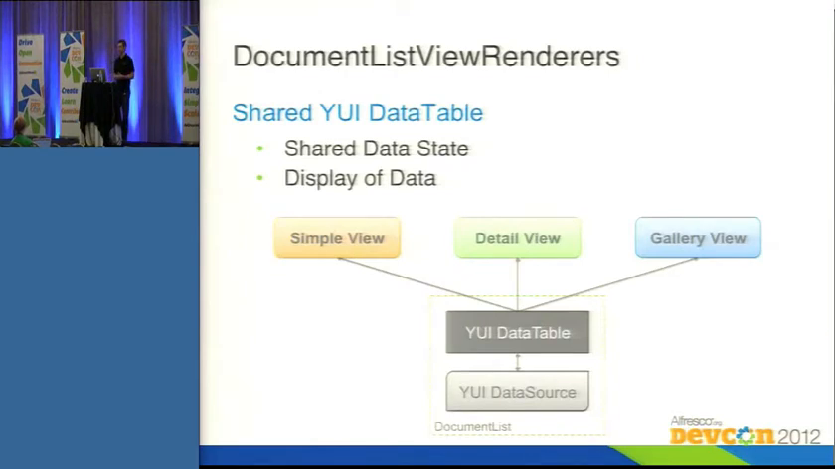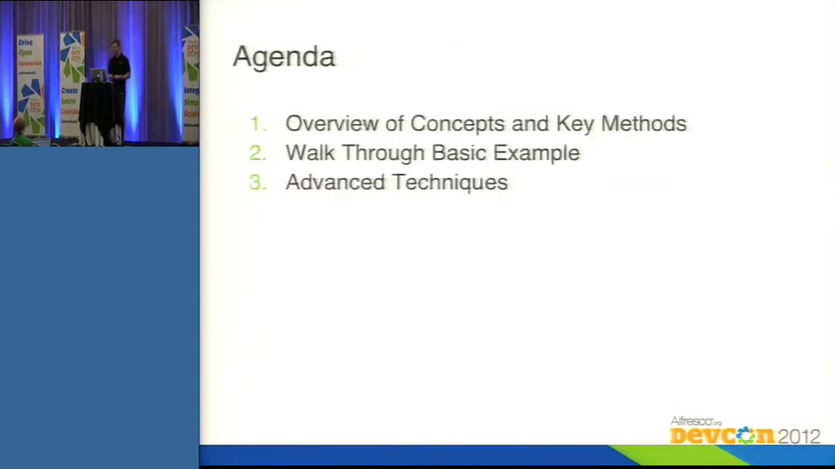So that whole sharing of state, of views, of those metadata template renderings is all done through these document list view renderers, which share a common YUI data table, which allows them to share the state of that data, things like the pagination, the content set that's being viewed, and the sort ordering. And then they've also got methods for displaying that data, being able to render the different cell types within the content and the view. So we're going to take a look at the concepts of view renderers and some of the specific methods involved there.